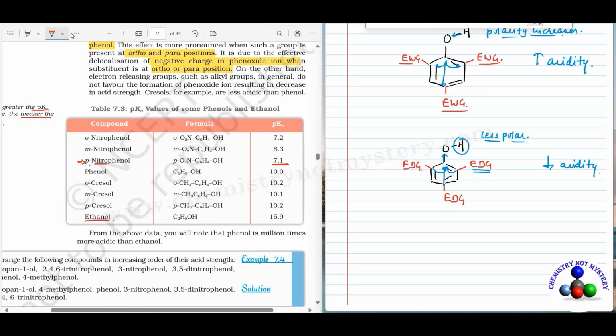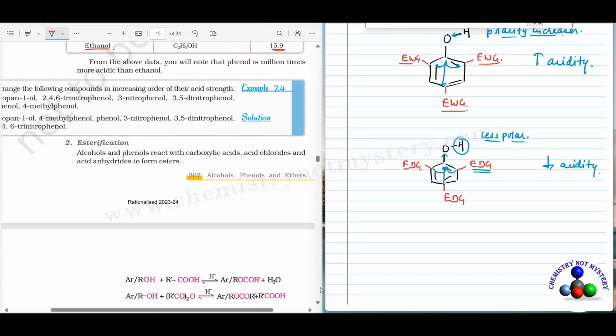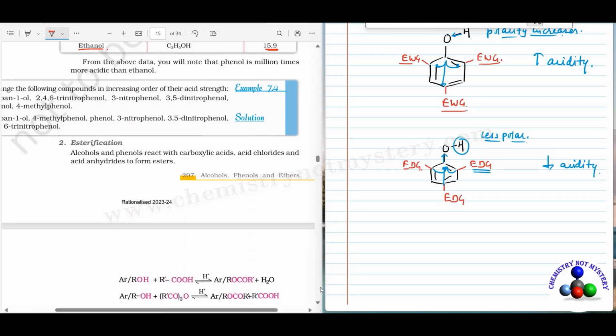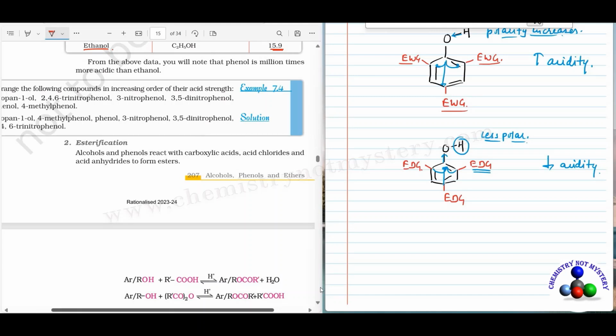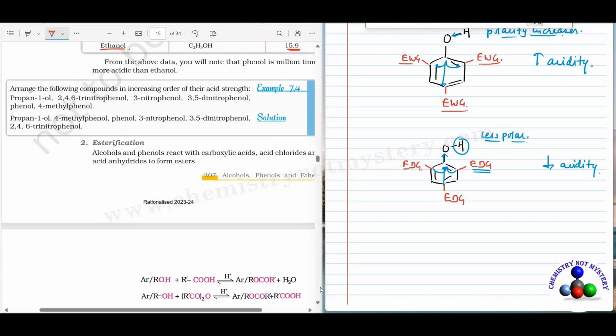And for ethanol, the pKa value is 15.9, which is the highest among them. Means ethanol is the least acidic and para-nitrophenol is the most acidic among them. From the above data, you will note that phenol is a million times more acidic than ethanol. Now come to example 7.4. Arrange the following compounds in increasing order of their acidic strength.